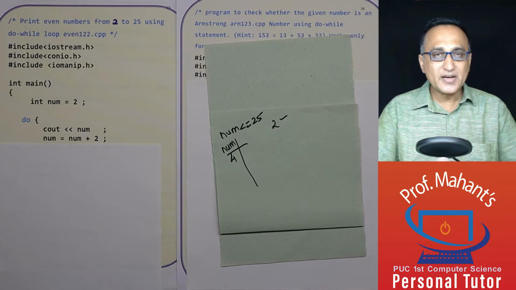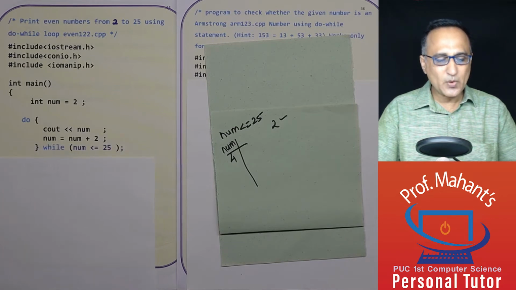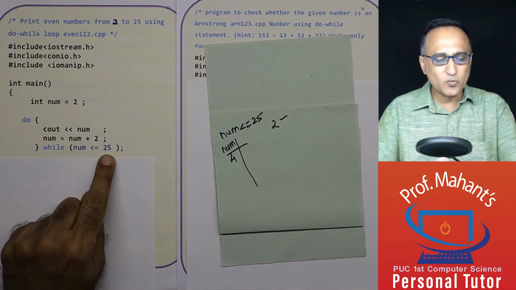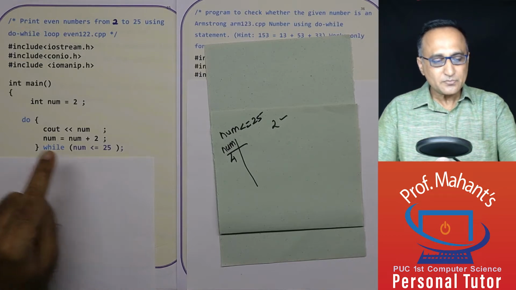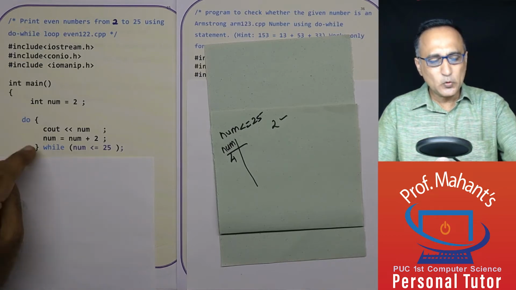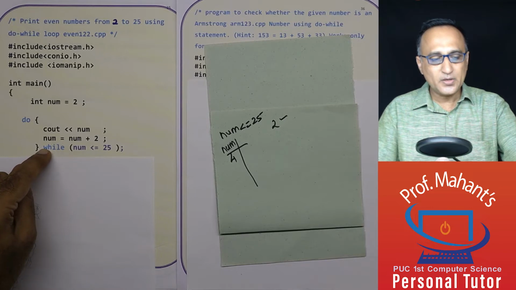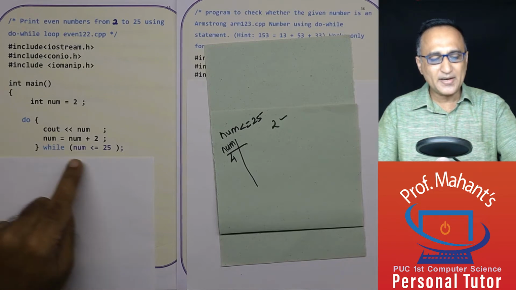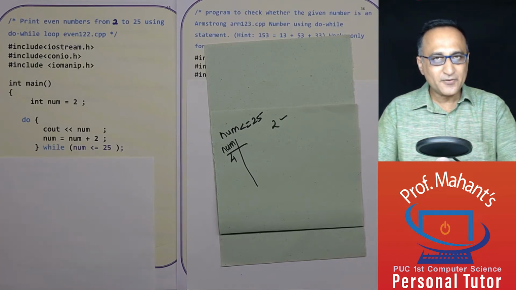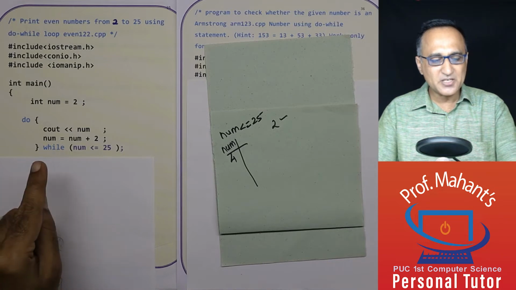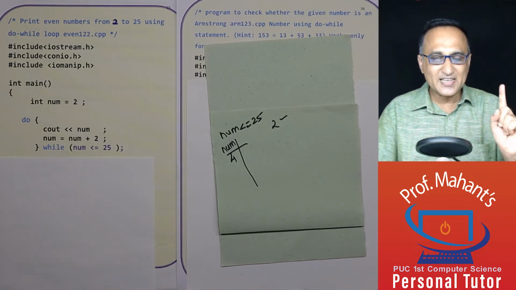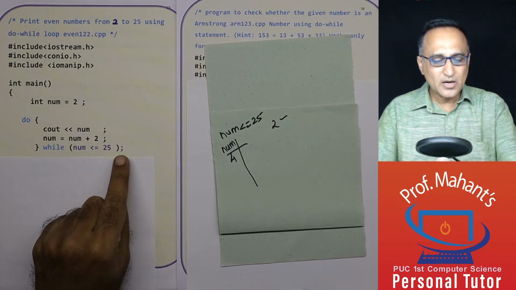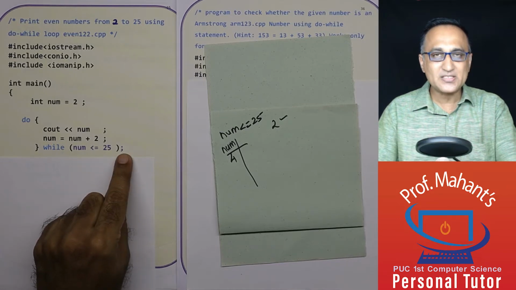So how long should I continue this process? As long as the value of number is less than or equal to 25. I am doing this using a do while loop. If you see here, this is a compound statement or a block. This is the do while syntax, the blue one, and this is the condition. The difference between while and do while is that I am checking the condition after executing at least one time. After the condition, there has to be a semicolon for the do while loop.